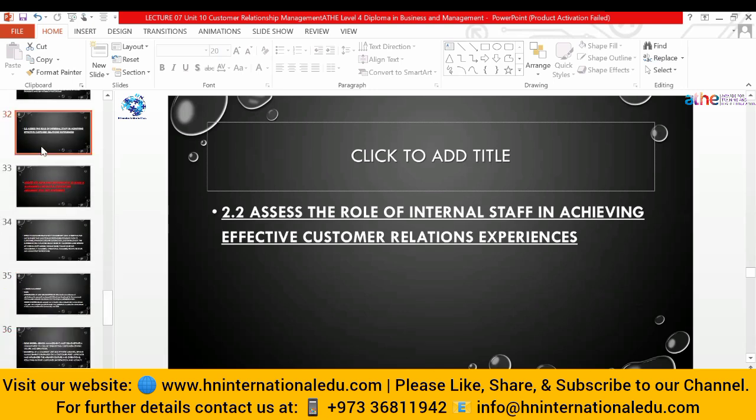Clear. Assess the role of internal staff in achieving an effective customer relations experience. First, we will be doing internal in today's lecture, and in the next lecture, we will be doing the external as well. Here, we will be talking about the roles of the staff within the organization to make the experience of CRM more effective in an organization.